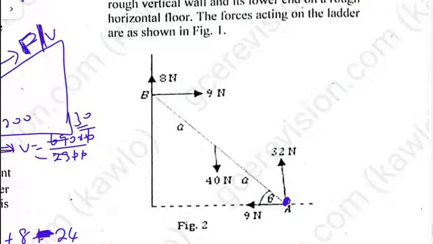we'll have the following forces. So moment at A, for the clockwise moment, we'll have this 9 times the perpendicular distance, 9 into 2a. So this is theta and this is 2a, right? So let's get this side.